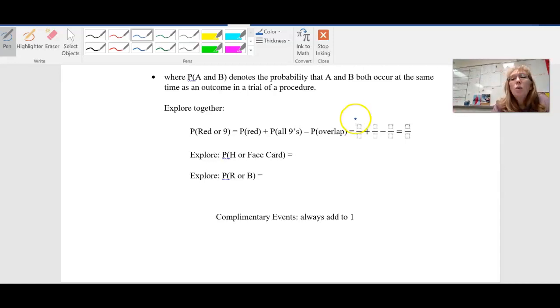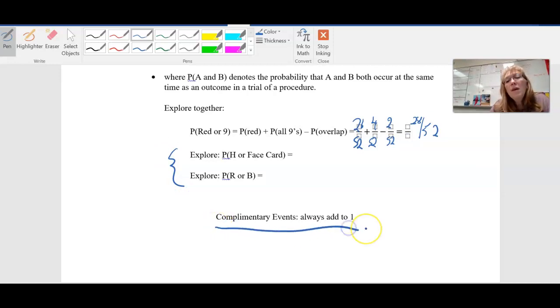We had 26 out of 52. We have 4 out of 52. You notice I just put the 52 in at the end, which is fine. I have 2 red 9s out of 52. And that's how we came up with 28 out of 52. All right, we've already done these two above, but you're welcome to do them again. Remember, the complement of an event always adds to 1.